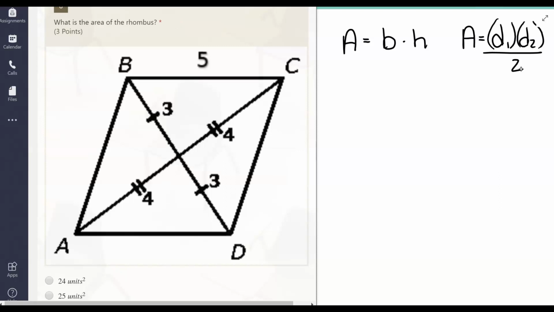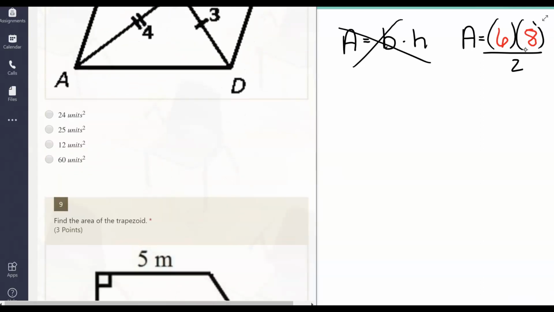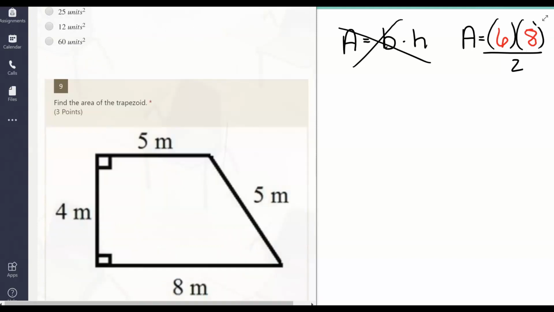While I know a side is 5, I don't know the height that's perpendicular to that 5, so I cannot use this formula. I do know the diagonals, however. I know BD is worth 6, and I know that AC is worth a full 8. So we have 6 times 8 giving us 48, and then we divide that by 2 to have an area of 24 units squared.